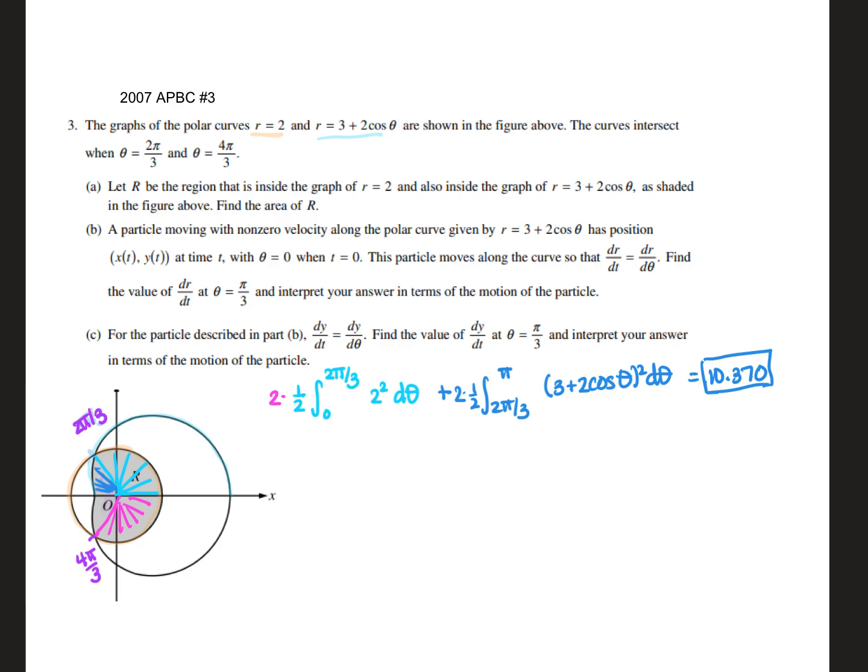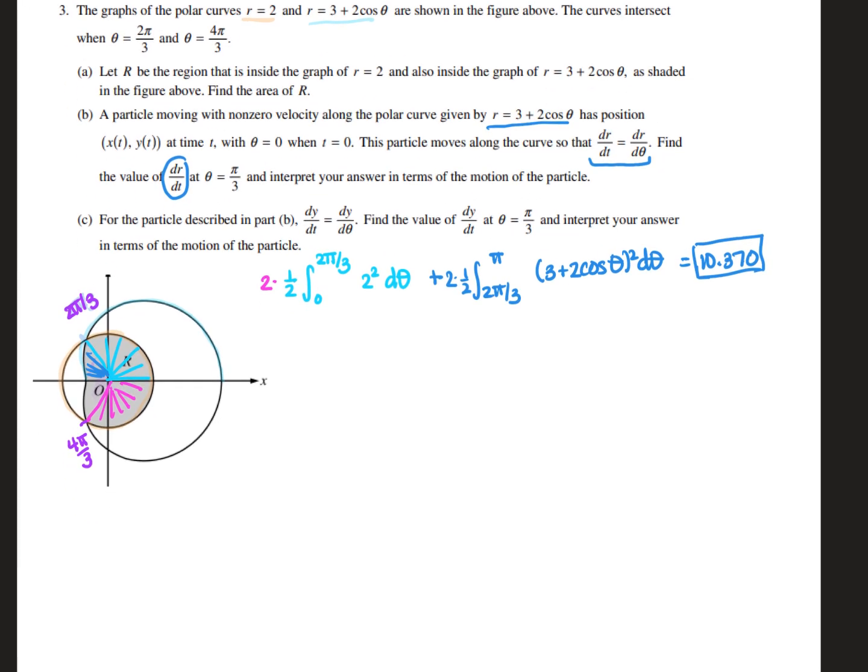Part B. A particle is moving along the polar curve of the cardioid, has position x at t and y at t, where theta equals 0 and t equals 0 are the same. The particle moves such that dr dt and dr d theta are exactly the same. Find the value of dr dt at pi over 3. So we have that r is equal to 3 plus 2 cosine theta. We want to find dr dt, but they told us dr dt is the same thing as dr d theta.